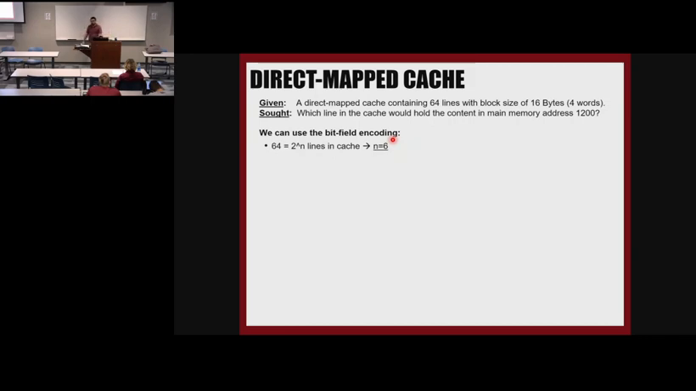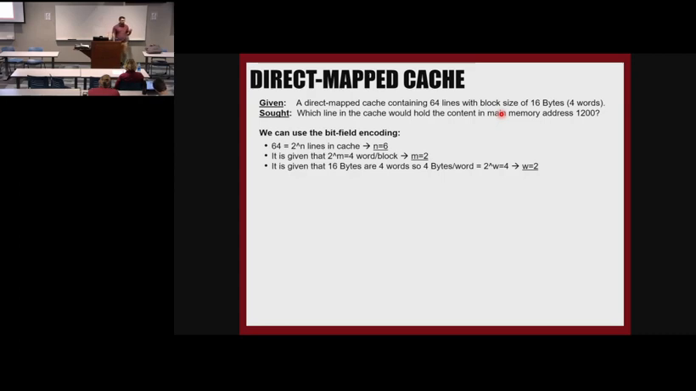We have 6 bits for N. For M, we want to know how many words we have in each line. It already tells me that I have 4 words in each line, which means M would be 2, right? And it also implies the word size, because it says 16 bytes for 4 words, so each word has 4 bytes. So what would be the W? 2 as well.